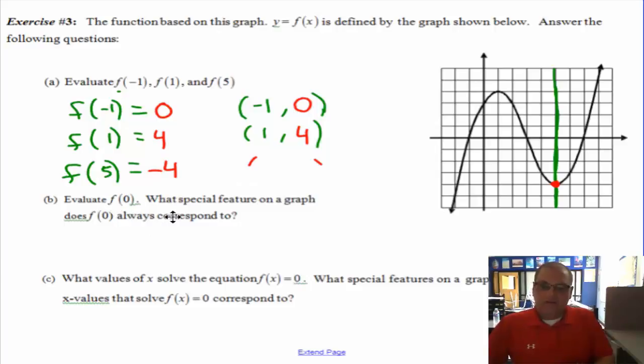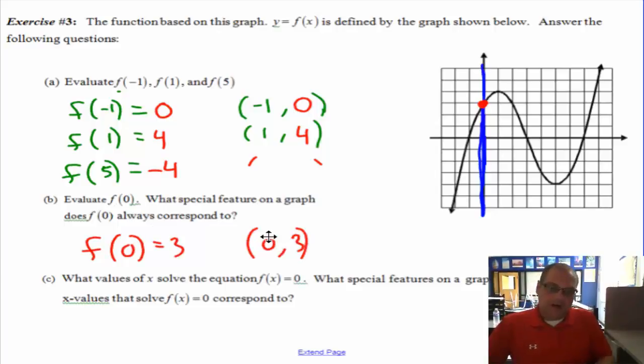Evaluate f of 0. What special feature on a graph does f of 0 represent? All right, so f of 0, that means x is 0. X is 0 right here. And where does it hit? It hits right here. 1, 2, 3. So f of 0 equals 3. That's the point 0, comma 3 if you were to graph it. That's this point right here.